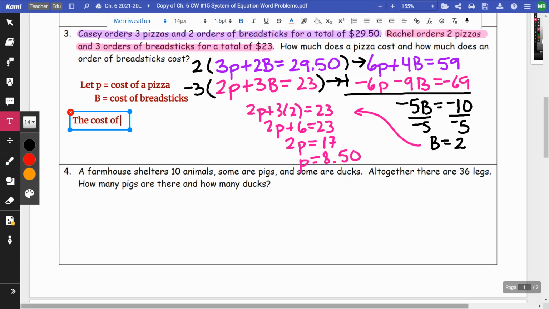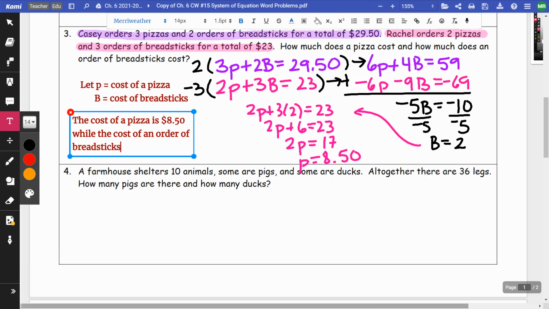The cost of a pizza is $8.50, while the cost of an order of breadsticks is $2.